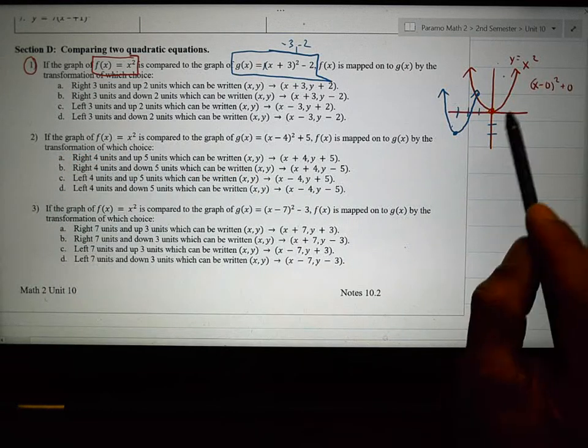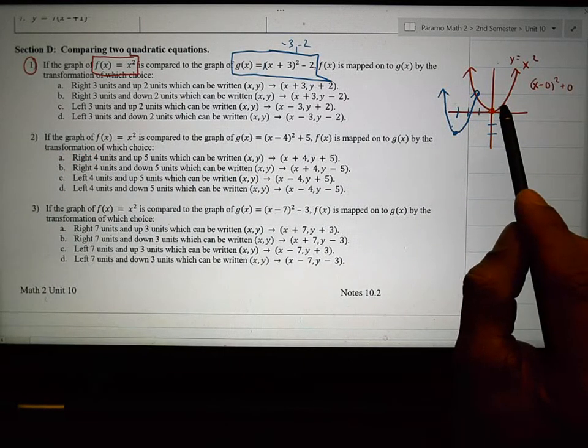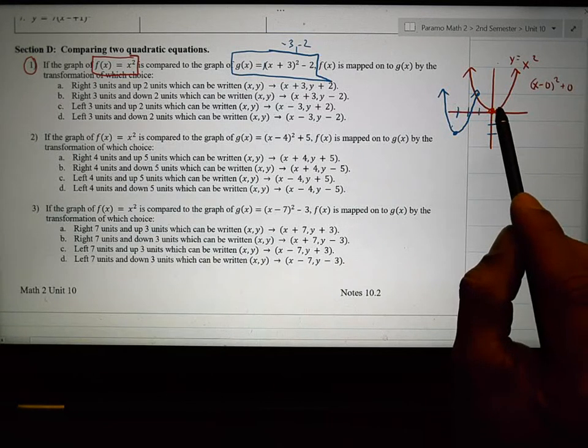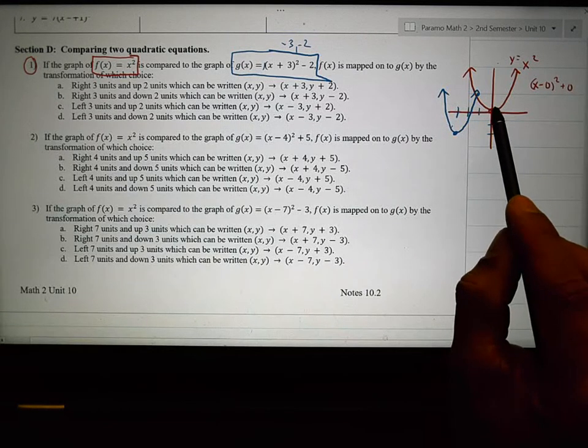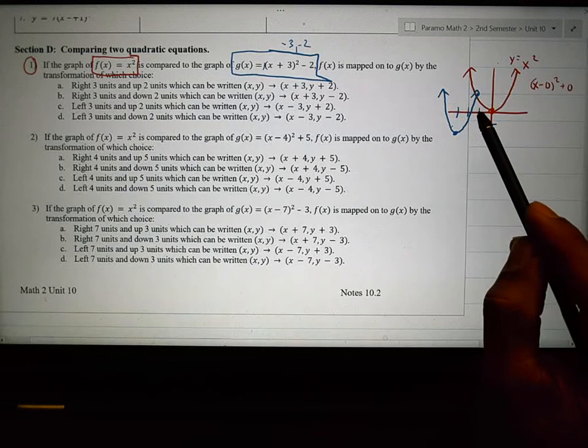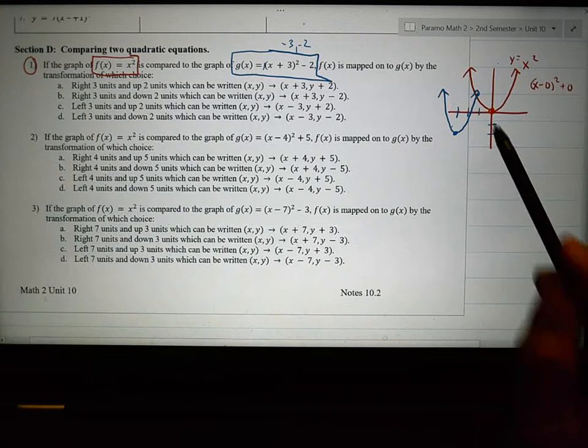Would I move this to the right 2? Right 3 and up 2? Would I move it to right 3 and down 2? Would I move it left 3 and up 2? Would I move it left 3 and down 2? A, B, C, or D? Tell the person you're sitting next to what you think it is.